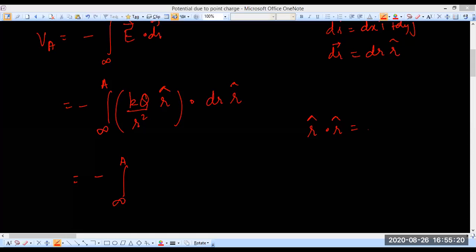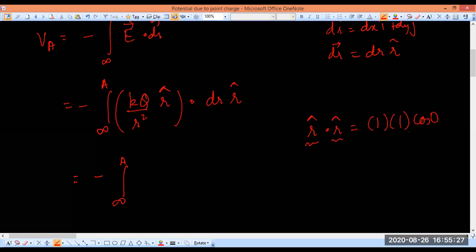Well, I hope you all remember that this is a unit vector. So 1 into 1 into cos 0. You have to do this even in 12th. So this is equal to 1. Clear? So this is kq by r square dr.